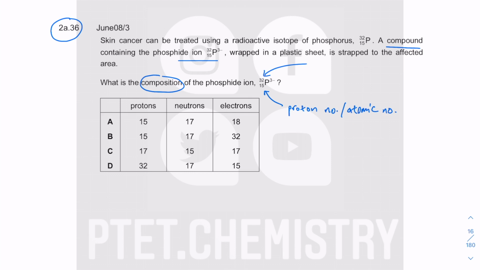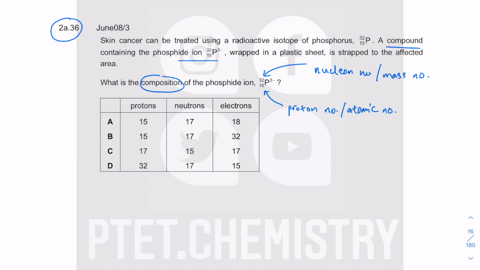The number on the top left is called the nucleon number, also known as mass number. It simply tells you the total number of protons and neutrons in the nucleus of an atom, because nucleons refer to the particles in the nucleus of an atom, and those consist of protons and neutrons.